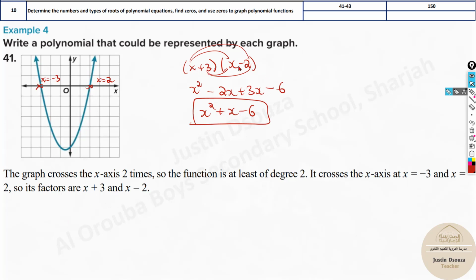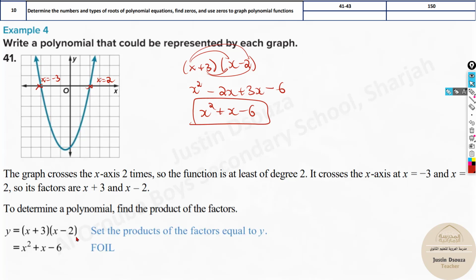So these are the factors that we wrote, and we simplify those factors and get this equation. This is an approximate representation of the graph. There might be some variables over here, like constants like 2 and 2x. It might be, but this is an approximate answer. So the polynomial could be represented by this graph or something else as well.